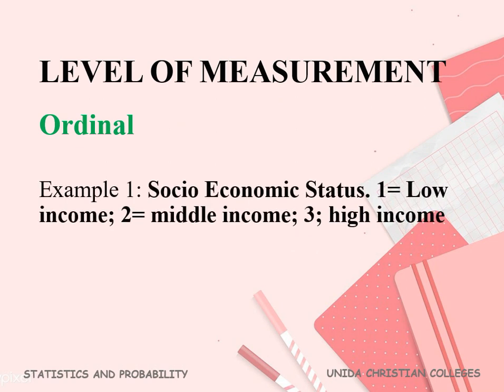We have 1 that represents low income, 2 middle income, and 3 high income. Of course, since we are talking about socioeconomic status, we have a ranking or order. High income is higher than middle income, and middle income is higher than low income. So they are in order. That's why it is ordinal.